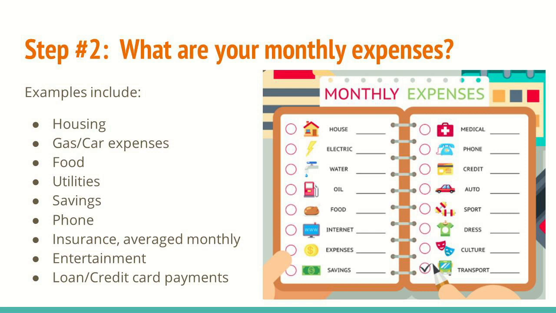Step number 2, this one's the hardest. You've got to figure out what all of your monthly expenses are. These monthly expenses include a lot of different items, such as your housing costs, car expenses, food, utilities. Are you putting money away towards savings? What you pay for your phone, insurance, entertainment, loan, and credit card payments.